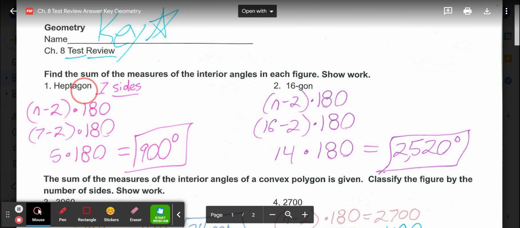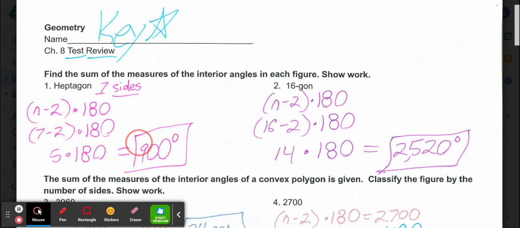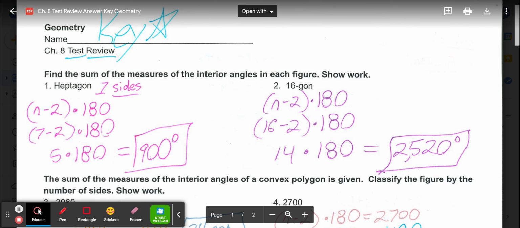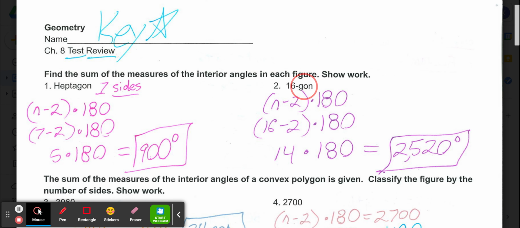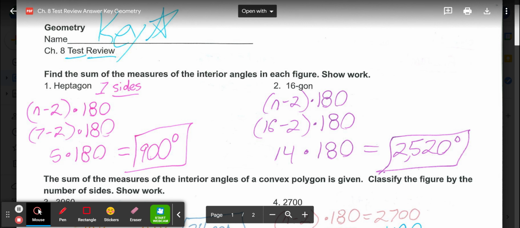So our first figure is a heptagon. Heptagons have 7 sides. So we would set it up as (7 minus 2) multiplied by 180. So 5 multiplied by 180 tells us a heptagon's total interior angle sum is 900 degrees. Then we move to a 16-gon. Again, 16-gon means 16 sides. So our setup, (n minus 2) times 180, 16 minus 2 is 14. 14 multiplied by 180 gives us 2,520 degrees.